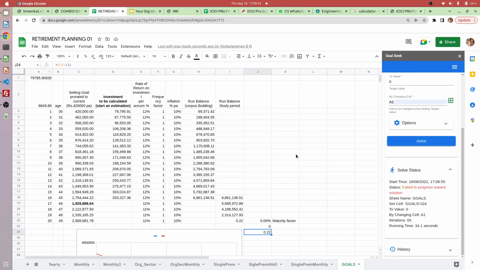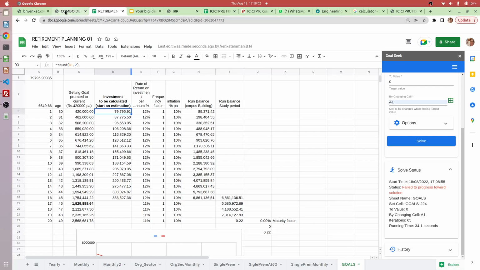Yes, it has calculated. It says failed to progress towards solution because it is not exactly 0. The target field is not exactly equal to 0, that's why we got this message. Now we have come across the investment in the first year as around 79,795, or approximately 80,000, which is equivalent to around 6,650 per month.